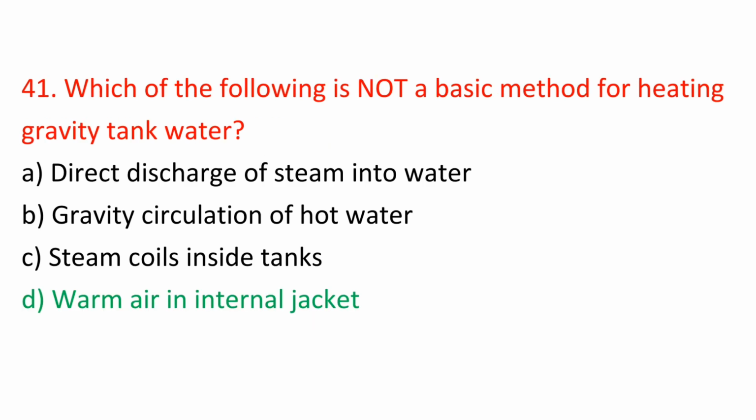Question 41. Which of the following is not a basic method for heating gravity tank water? A. Direct discharge of steam into water. B. Gravity circulation of hot water. C. Steam coils inside tanks. Answer. D. Warm air in internal jacket.